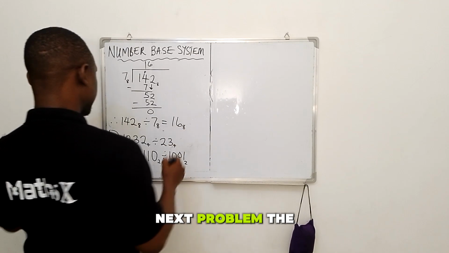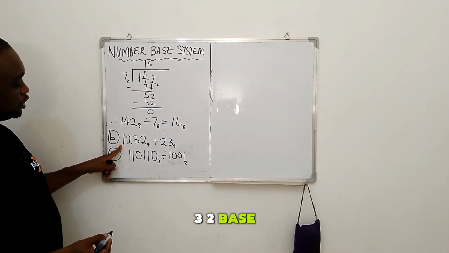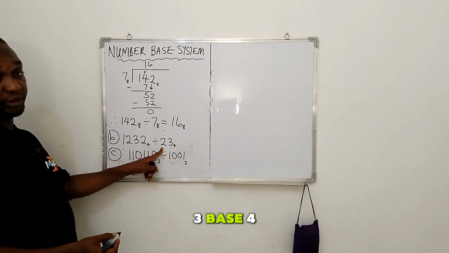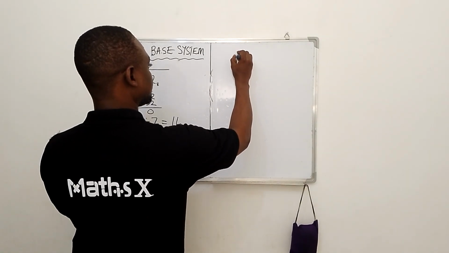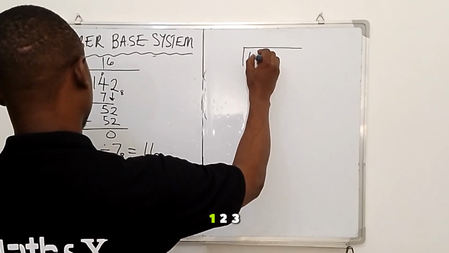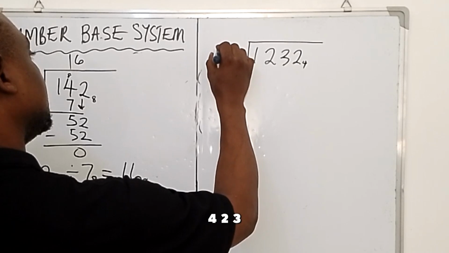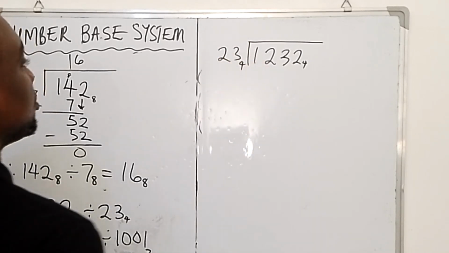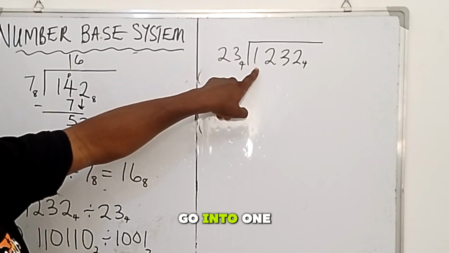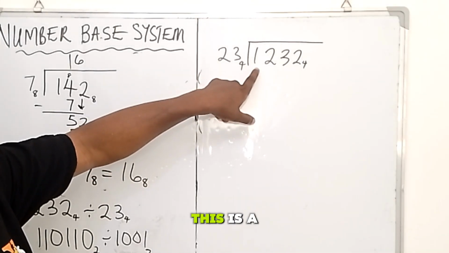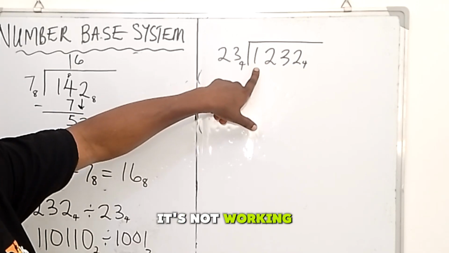So for the next problem, the B part, that's 1232 base 4 divided by 23 base 4. So here we go again. We are dividing 1232 at base 4 by 23 at base 4. Now, 23 base 4 cannot go into 1 base 4. Too small. This is a 2-digit number. This is a 1-digit number. So it's not working out.